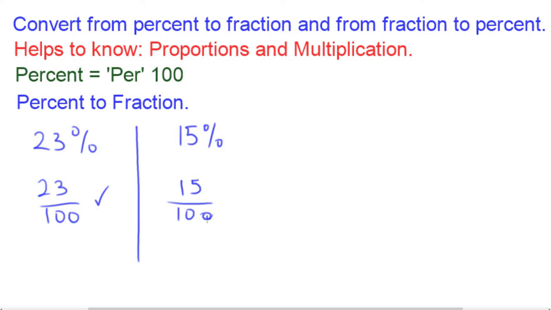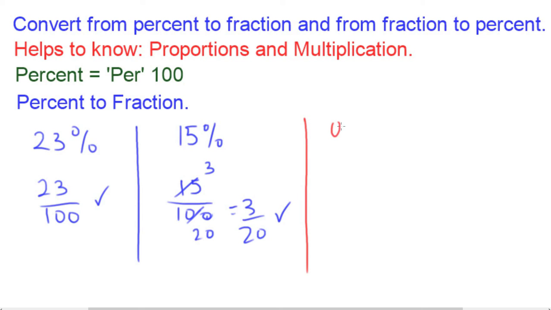We see these have 0 on the end and 5 on the end, so we know 5 goes into both of these. 5 goes into 100 20 times. 5 goes into 15 3 times. So that's the fraction 3 over 20. And that should work for any number.